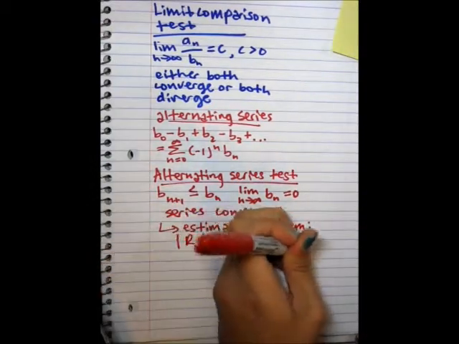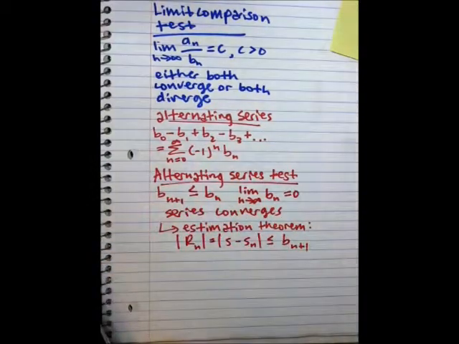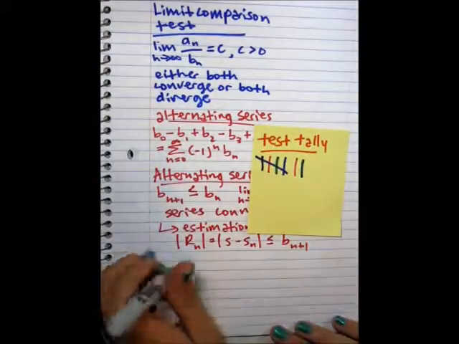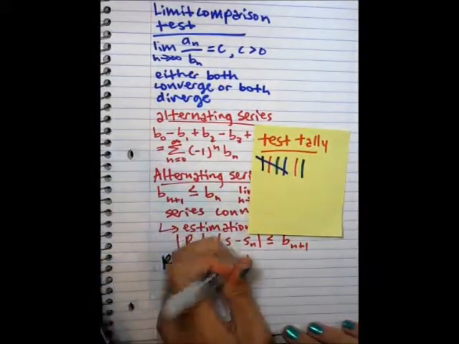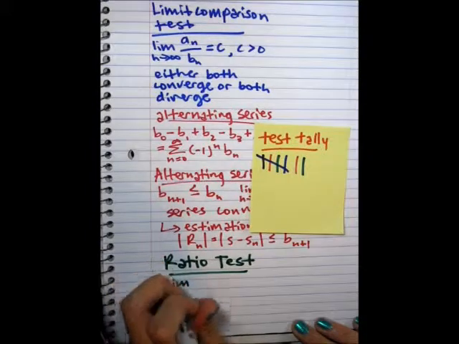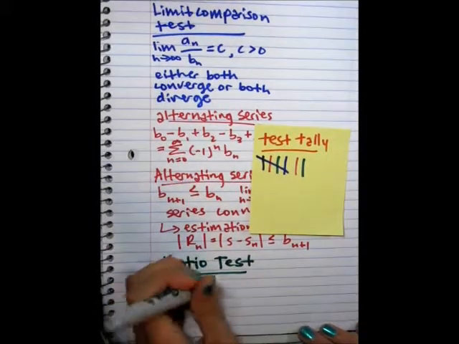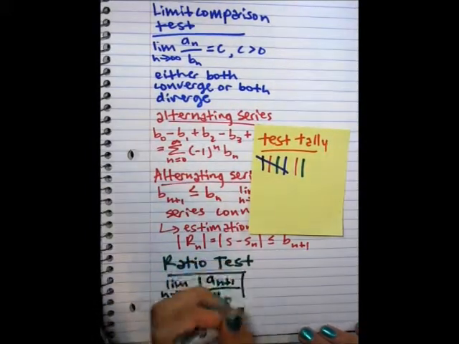From this, we also have the alternating series estimation theorem, which says with alternating series, the absolute value of the error, defined as the total sum minus the nth partial sum, is less than or equal to the (n+1)th term. Now, only 2 more tests, I promise.